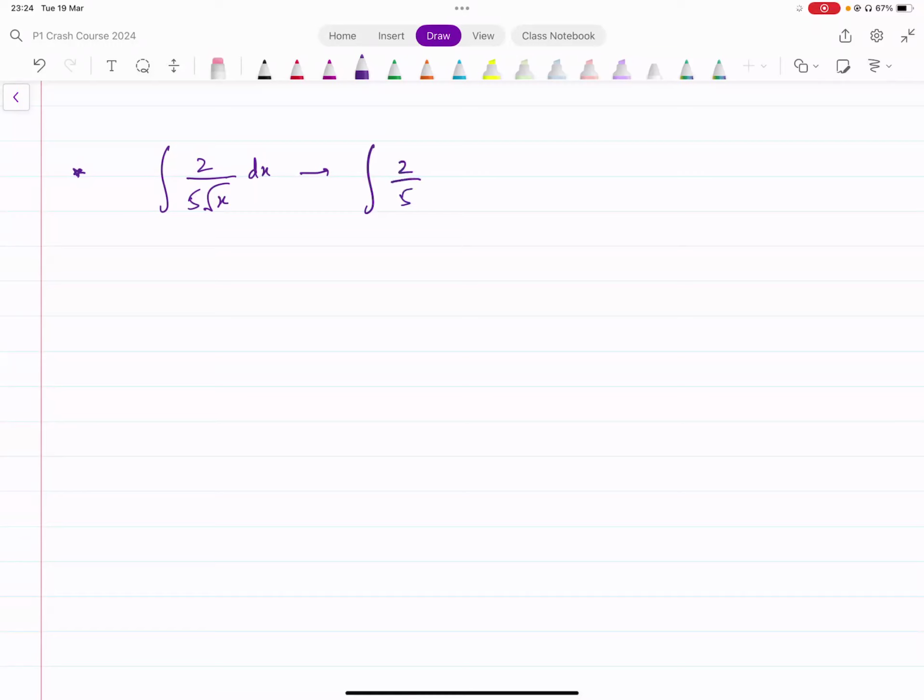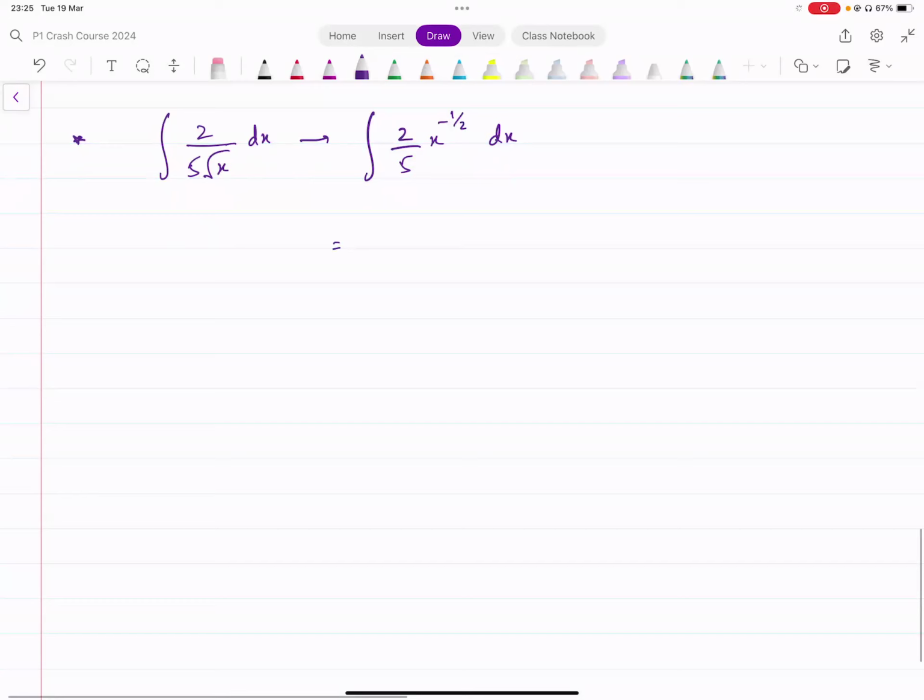2 over 5, when x comes to the numerator, it becomes x raised to power minus 1 over 2. In the denominator, the power was 1 over 2. When it comes to the numerator, the power becomes negative 1 over 2. Now we need to integrate this. We haven't really integrated this yet. Now we need to integrate it. 2 over 5, the constant, remains as it is. Add 1 to the power, so it becomes minus 1 over 2 plus 1, that's 1 over 2. Divide by that new power, 1 over 2. Now this 2 goes to the numerator, gets multiplied by 2, and you're left with 4 over 5 into x raised to the power 1 over 2. And that's the integral that you get from this function.